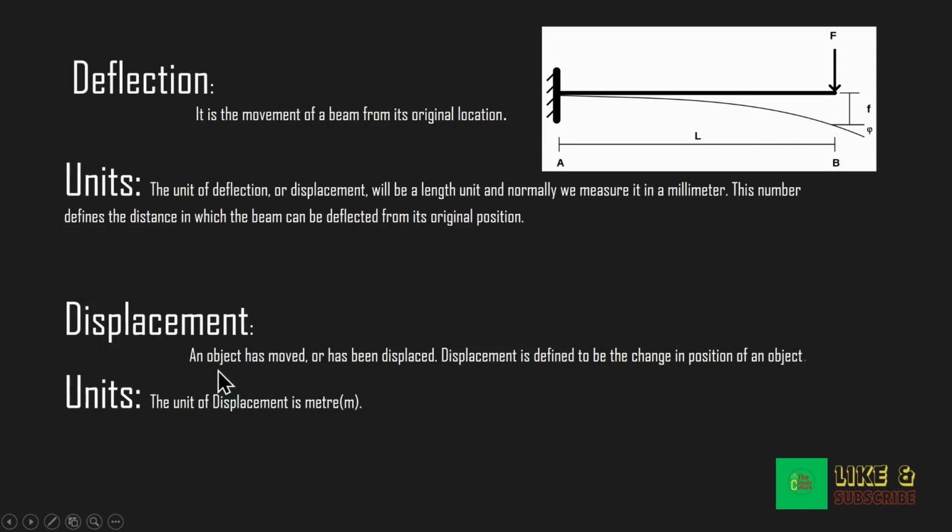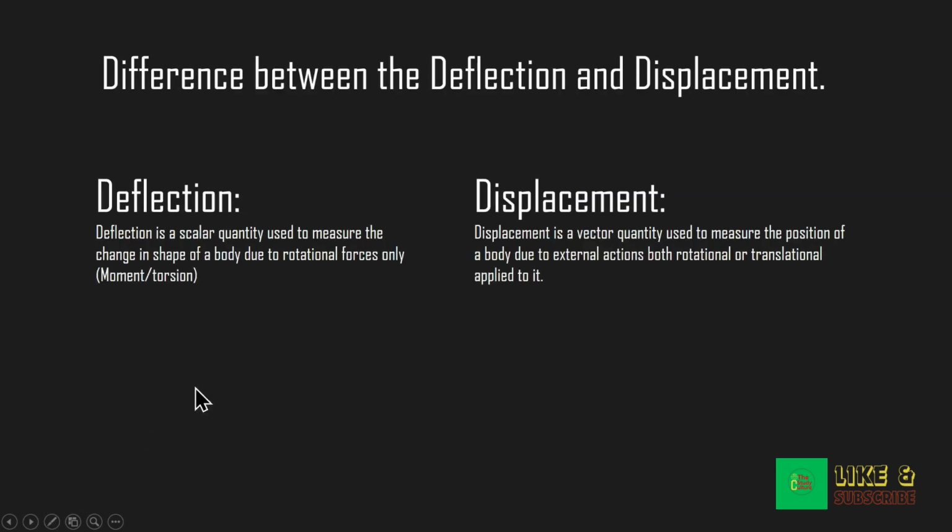Next, displacement. An object has moved or has been displaced. Displacement is defined as the change in position of an object. Its units are meters. Then, observing deflection and displacement, we have a question: what is the difference between deflection and displacement? There is a small difference.